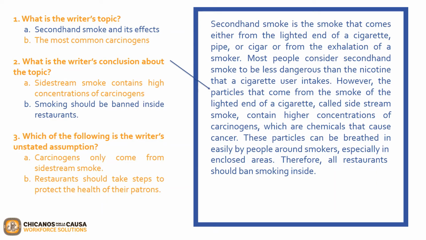Question 3 asks, which of the following is the writer's unstated assumption? Is it A, carcinogens only come from side stream smoke? Or B, restaurants should take steps to protect the health of their patrons? Although the writer did not state it directly in the passage, the writer wants the restaurants to protect their patrons, as secondhand smoke can be breathed easily by people, especially in enclosed areas. Therefore, the answer is B.